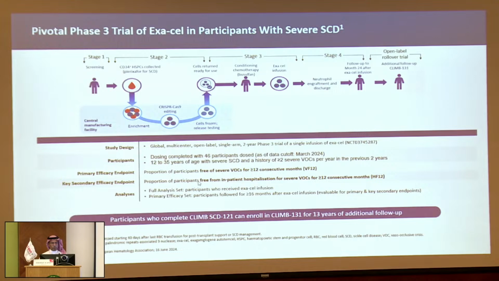As for the design, for patients with sickle cell, 46 patients were infused with the product. Their ages are 12 to 35 years, and they all have a history of severe VOC, more than 2 per year in the last 2 years. The primary efficacy endpoint is for the patient to be free of severe VOC for more than 12 months. The secondary efficacy endpoint is for these patients to have no inpatient hospitalization.